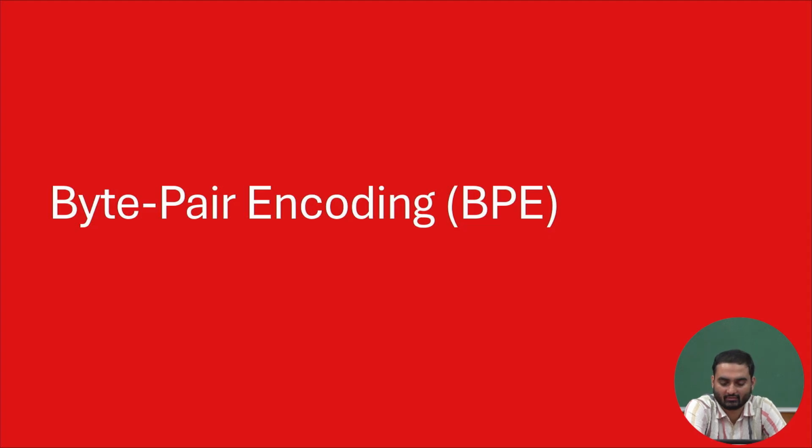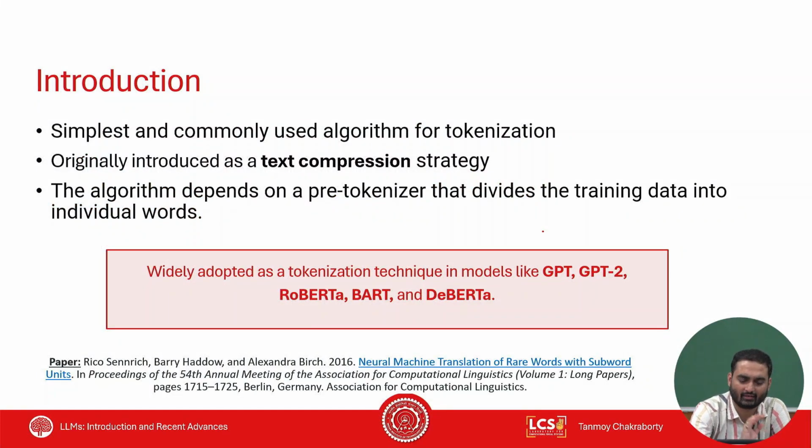Let's start with byte-pair encoding. In short, it is called BPE. Very simple idea. Byte-pair encoding was originally proposed for text compression a long time back, and then in 2016, in an ACL paper, they used this technique for neural machine translation. Byte-pair encoding is used in methods like GPT, GPT-2, RoBERTa, and BART. BART is a different one, by the way; it is an encoder-decoder model, which we'll discuss later.